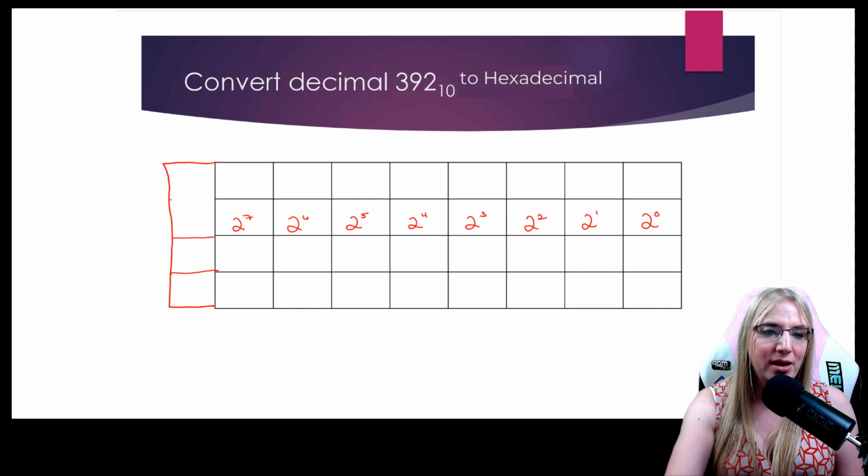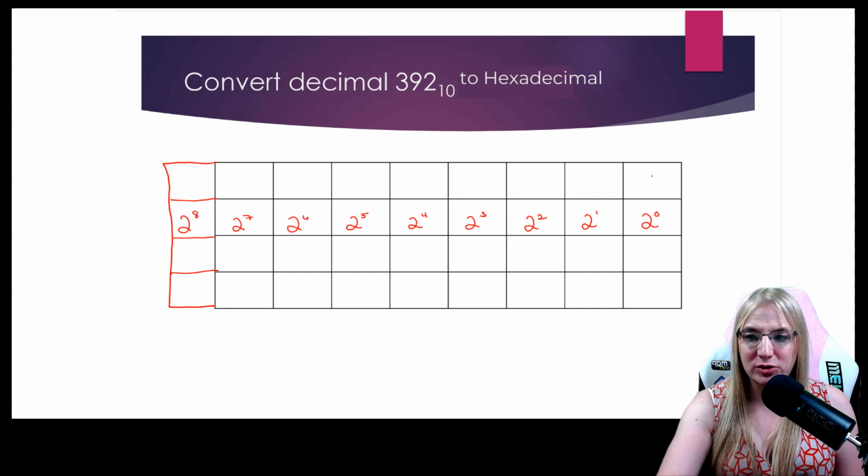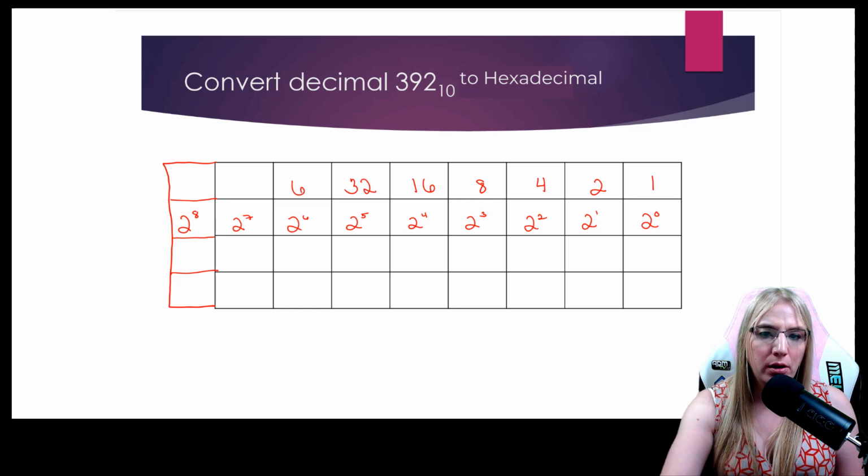All right, so then 2 to the 8th power. And what does that give us? 2 to the power 0 is 1. 2 to the power 1 is 2. 2 to the power 2 is 4. 2 to the third power is 8. 2 to the fourth power is 16. We got 32, 64, 128, and 256. There we go.